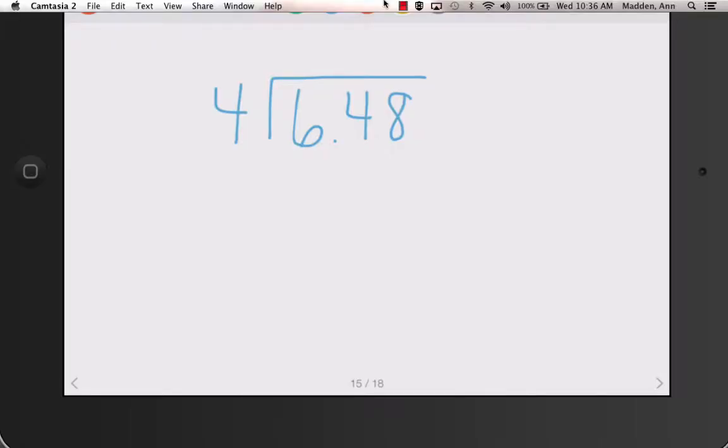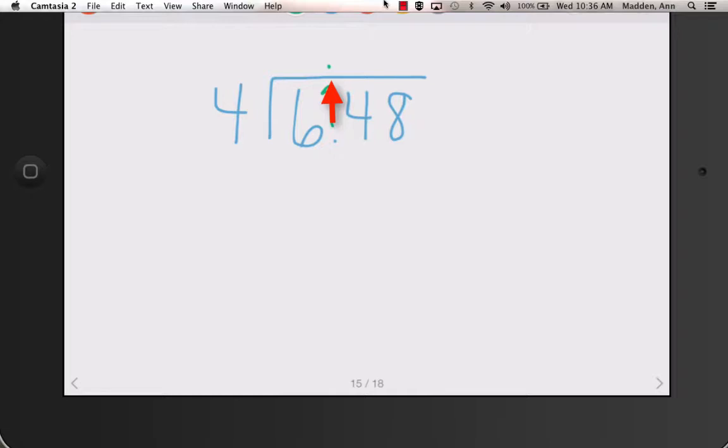Let's do a few more examples together. Our first example is 6 and 48 hundredths divided by 4. The first step you have to do with dividing decimals is to move your decimal point directly above where it is. Now I start dividing.